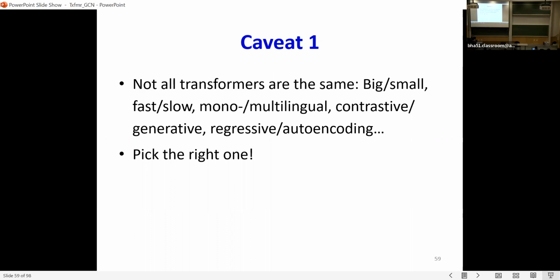First of all, not all transformers are the same. The way you train it, what you train it on, is extremely important. Some of them are very big, and some of them are specialized in being fast, and some of them are just trained on English, and others on multilingual data. There's a bunch of objectives that you can pick from, and if you're going to use a transformer, let's say for your deep learning project, be sure that you pick the right one.